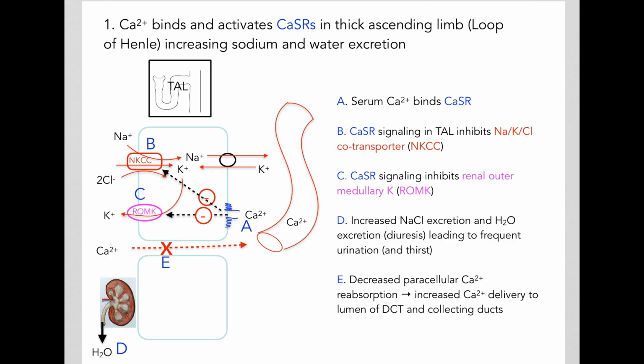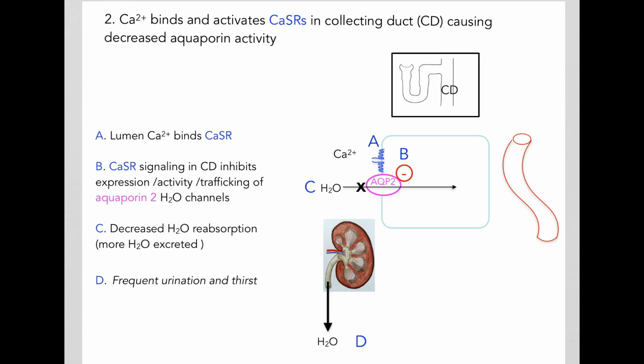Another effect that we discussed in video 9.11 is the reduced reabsorption of calcium in the TAL. So this decreased calcium reabsorption means more calcium will now enter the rest of the tubule, the distal convoluted tubule, as well as the collecting duct. The high calcium levels in the cavity of the collecting duct, again, now it's going to bind to these receptors that are facing the cavity of the collecting duct.